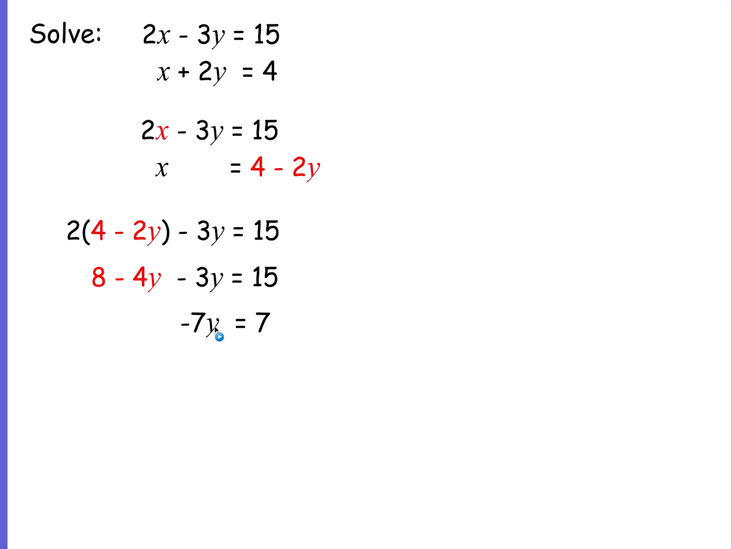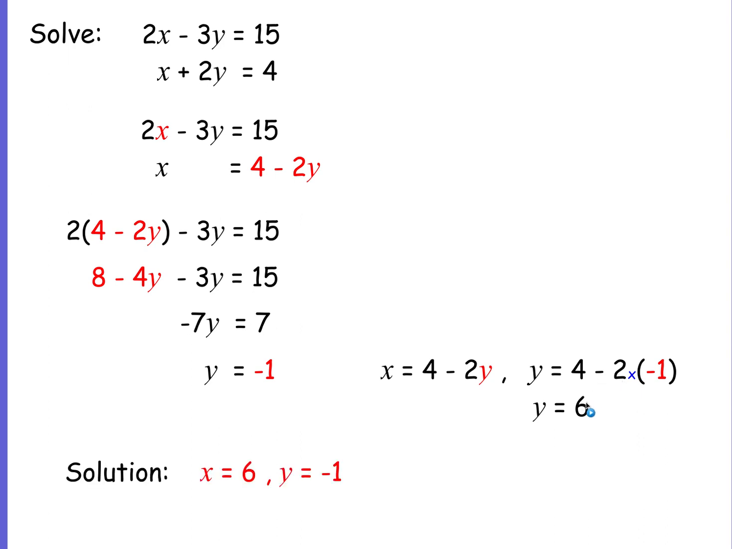This finishes off by this 7 being divided by that -7. So y is -1. Go back to x equals 4 minus 2y and make y -1. Very careful because this is minus 2 times -1, that is, it's subtract -2. So it's 4 subtract -2, that's the same as 4 plus 2. So the solution is 6, -1.